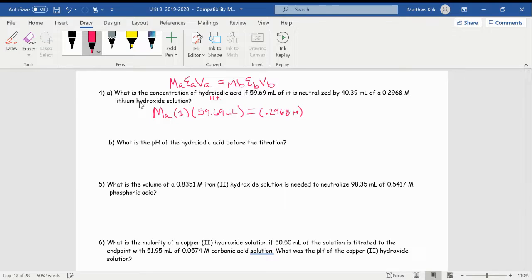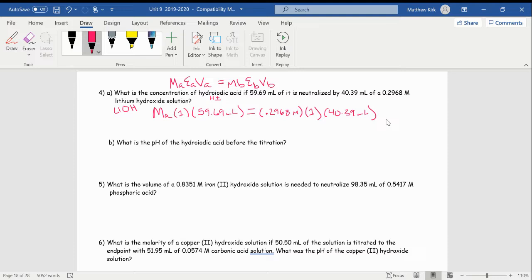For our equivalence, we need our formula again. Lithium we know is Li with a charge of +1. We should hopefully still know hydroxide's -1. So with the formula LiOH, it just has the equivalence of 1. And then it took 40.39 milliliters of that base to reach that endpoint, that equivalence point in our titration. So that's everything set up.